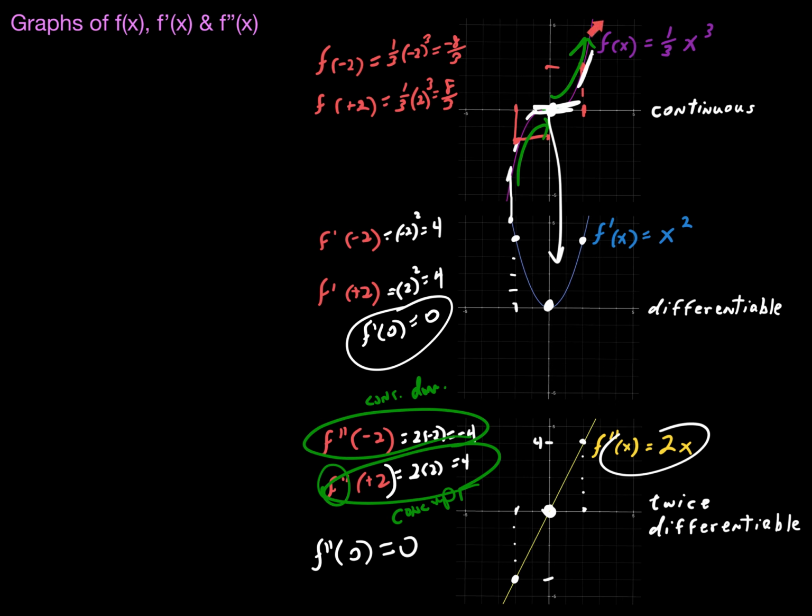To recap, right here we have positive first derivative values, a 0 first derivative value, and positive first derivative values. That's why your first derivative graph looks like this. The original graph is concave down before 0 and then concave up after 0, which means you should have negative second derivative values, a 0 at 0, and then positive second derivative values after 0.